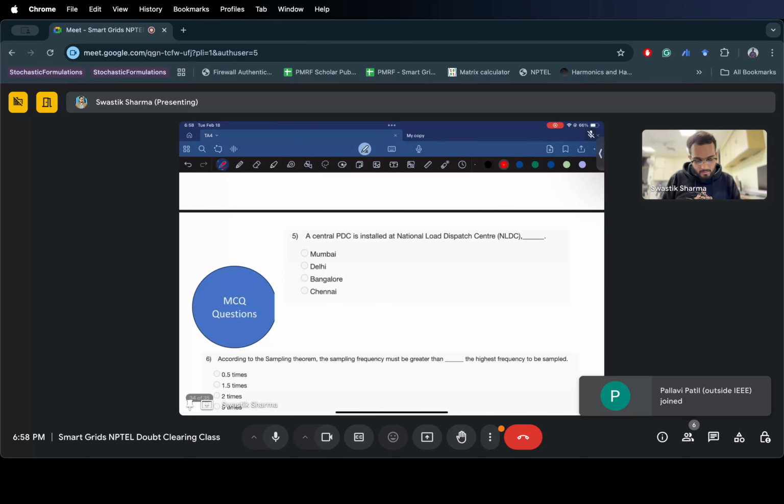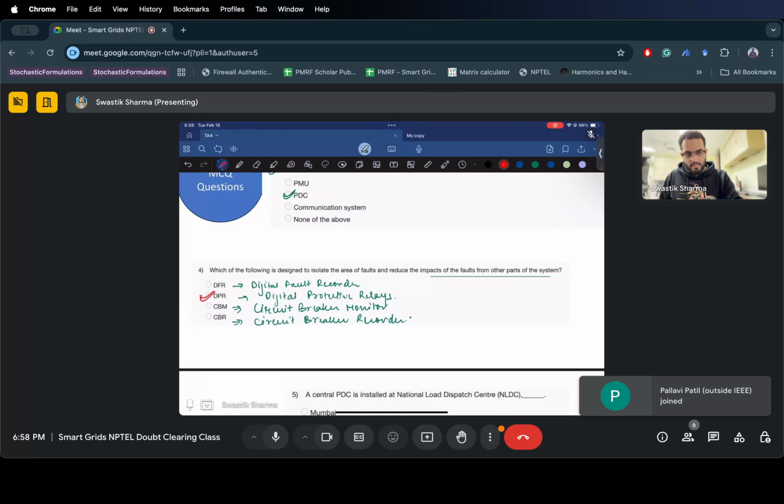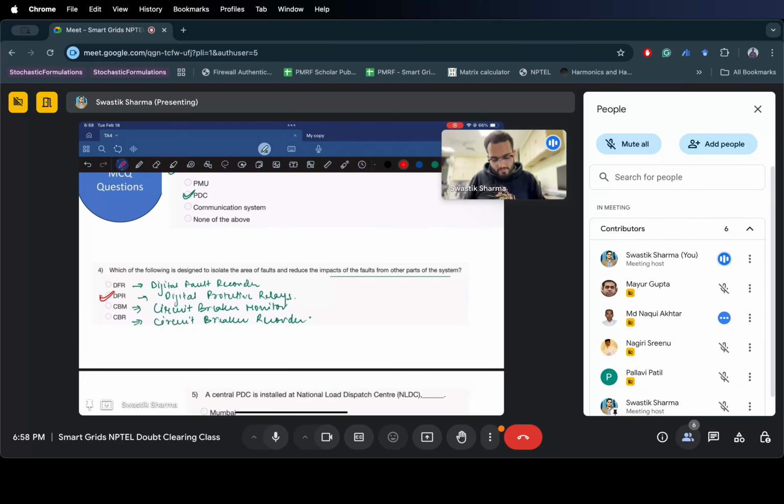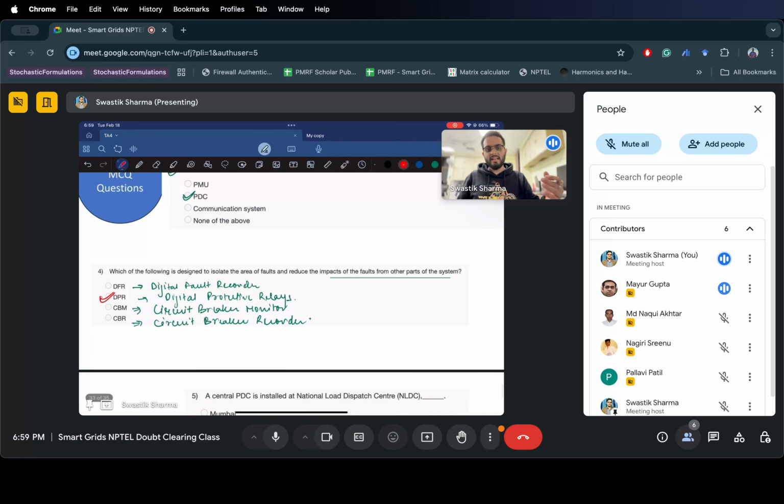What about circuit breaker? A circuit breaker is used to isolate, but it is kind of like a switch, right? So the relay provides the information which is then given to a circuit breaker. A circuit breaker cannot operate on its own. The relay estimates the fault, how the magnitude of current has changed, and based on that, it initiates a sequence where it asks a circuit breaker or a sectionalizer or a switch to trip so that the area is isolated. So a digital protective relay is used.